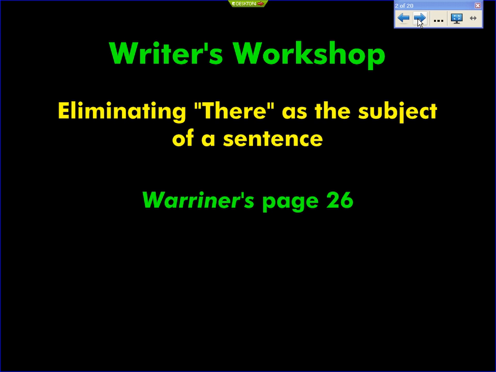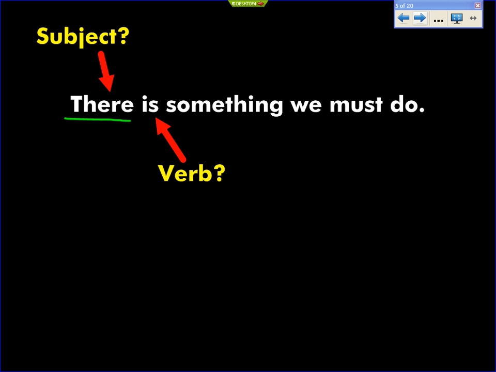Let me give you my own example. Keep looking at page 26. Have your own writing out. There is something we must do. Now, if I were analyzing this for subject and predicate, I would look at there as the subject. But it doesn't seem to be a subject that makes any sense because there seems to be an empty word. I would also notice that is seems to be the verb. So my initial analysis of this sentence says that there is the subject and is is the verb.